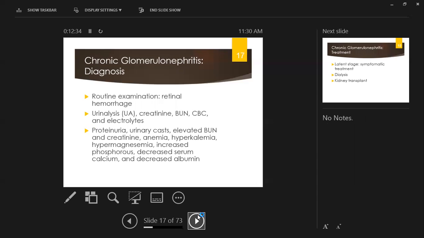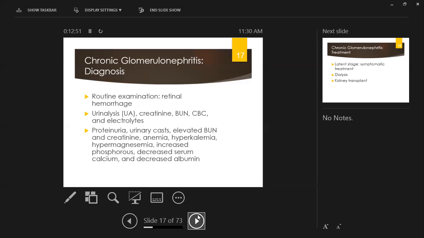Diagnosis of chronic glomerulonephritis, well, we're going to do an examination. One of the things we're going to look for is retinal hemorrhage. Retinal hemorrhage would indicate that there is high blood pressure and it's uncontrolled, and therefore would clue us into that this is a chronic glomerulonephritis issue.